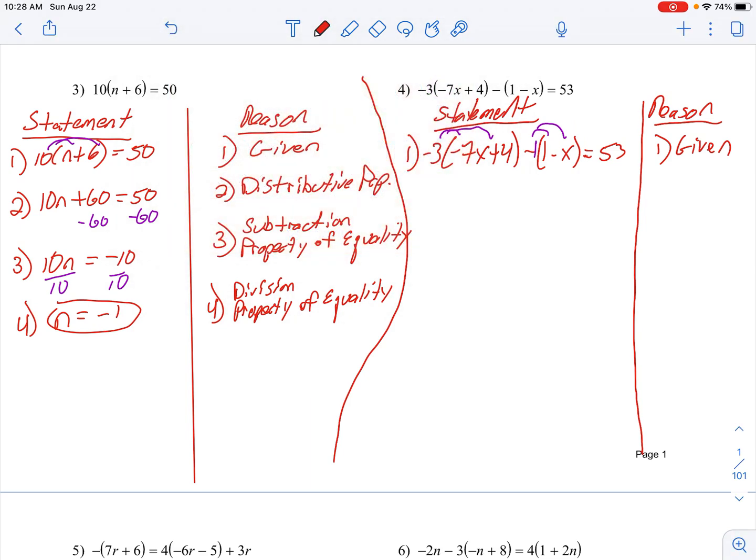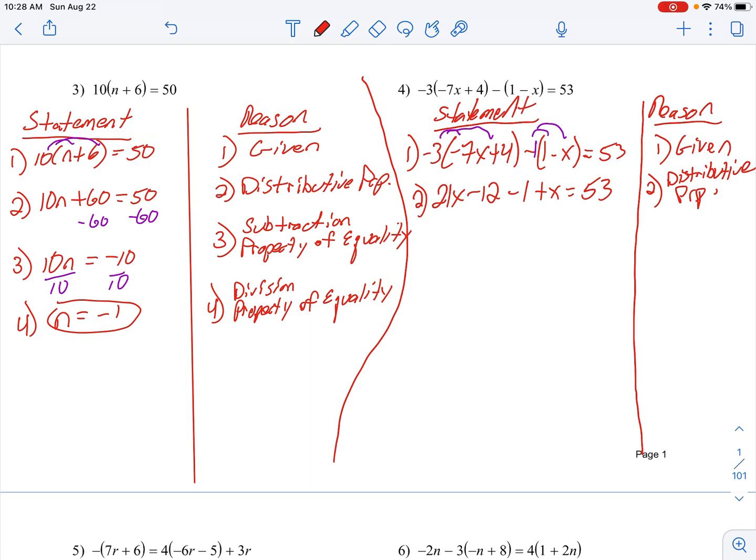So let's watch our multiplication. -3 times -7x, 21x. -3 times 4 is -12. -1 times +1, and -1 times -x. Again, we use the distributive property, so that's exactly what I'm going to put as my reason there. Sorry, I don't have a lot of room.